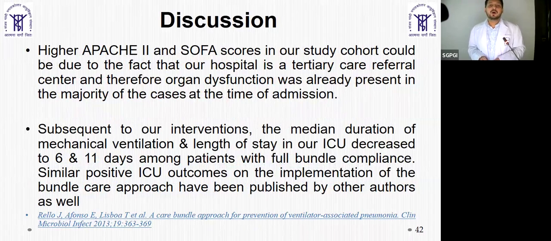Higher APACHE 2 and SOFA scores in our study cohort could be due to the fact that our hospital is a tertiary care referral center, and therefore organ dysfunction was already present in the majority of the cases at the time of admission. Subsequent to our intervention, the median duration of mechanical ventilation and length of stay in our ICU decreased to 6 and 11 among patients with full bundle compliance. Similar positive ICU outcomes on the implementation of the bundle care approach have been published by other authors as well.